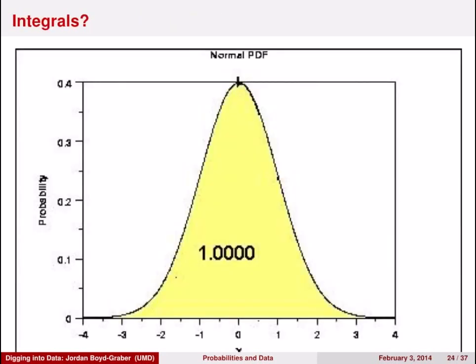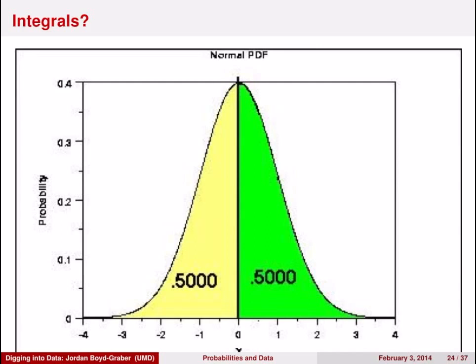You may have heard about the normal distribution before. If you take the entire normal distribution and compute the entire area under this curve, that has to sum to 1 because it is a probability distribution. This is equivalent to us saying that a discrete distribution has to sum to 1.